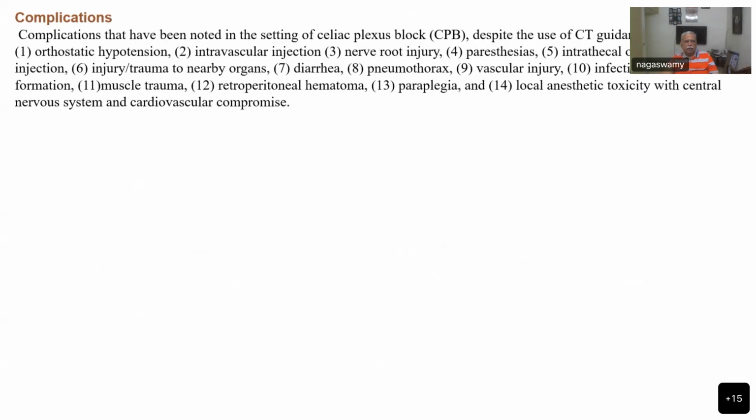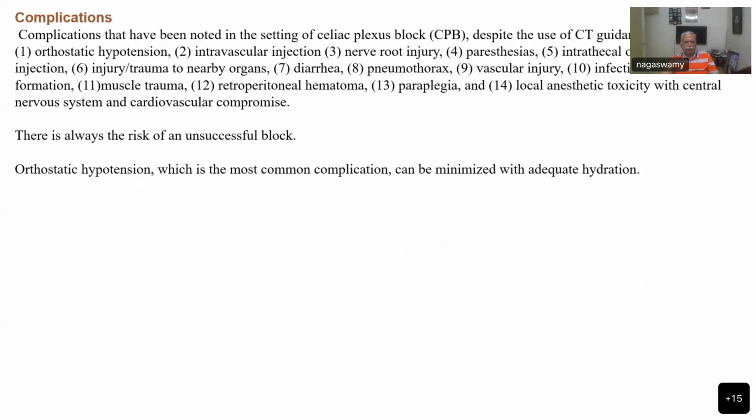Complications, all that she mentioned, can be many things like orthostatic hypotension, intramuscular injection, nerve root injury, paresthesia, trauma, intraperitoneal hematoma, paraplegia. All these are known complications, and a failed block can also happen sometimes. Orthostatic hypotension, which is the most common complication, is minimized with adequate hydration.